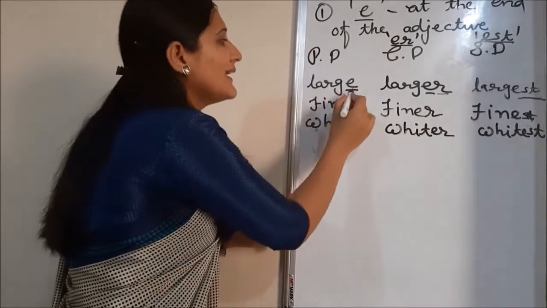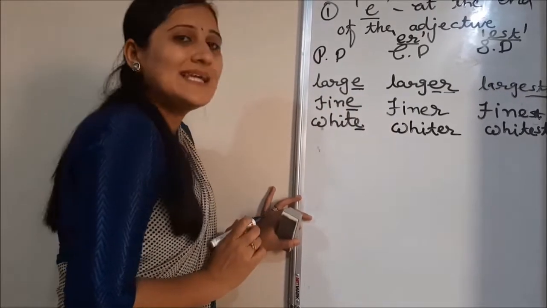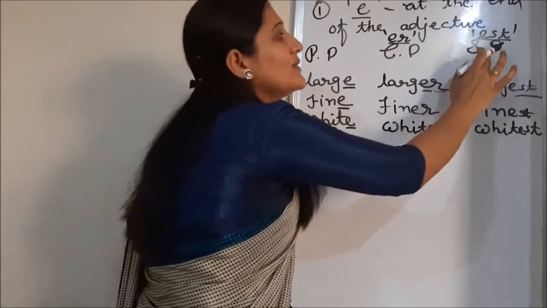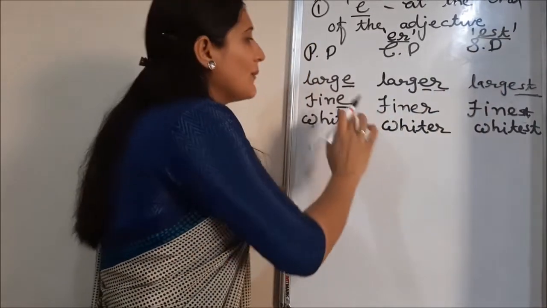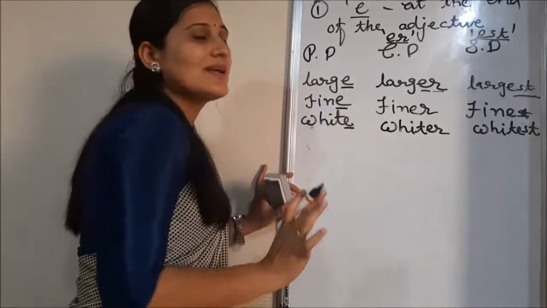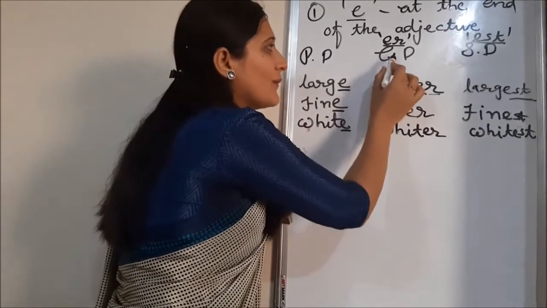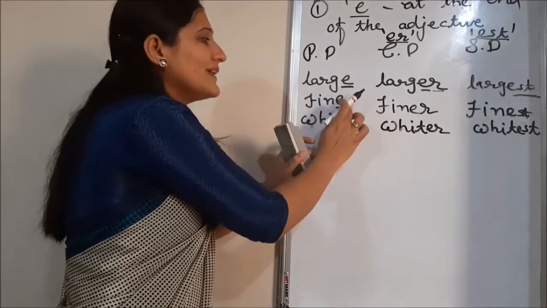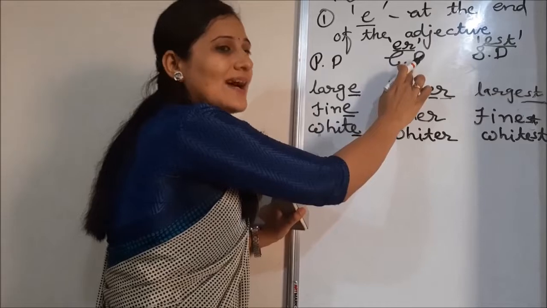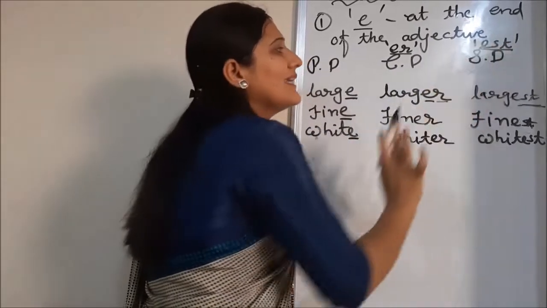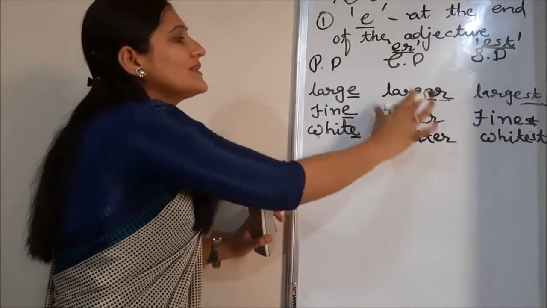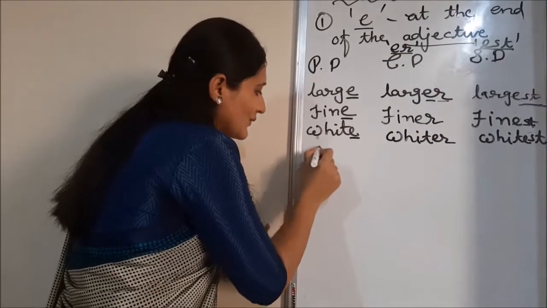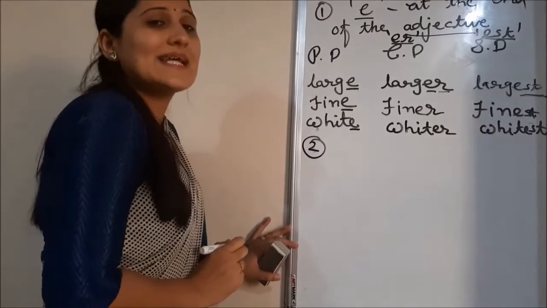Keep in mind, if E itself is given as the last letter, in comparative we will add ER generally, in superlative we will add EST generally, but if E itself is last, then we will add only R in comparative and ST in superlative. Except this, if E is not given, we will add ER in comparative and EST in superlative. This is the first rule for adjective. Now, the second rule. We will see now the second rule.